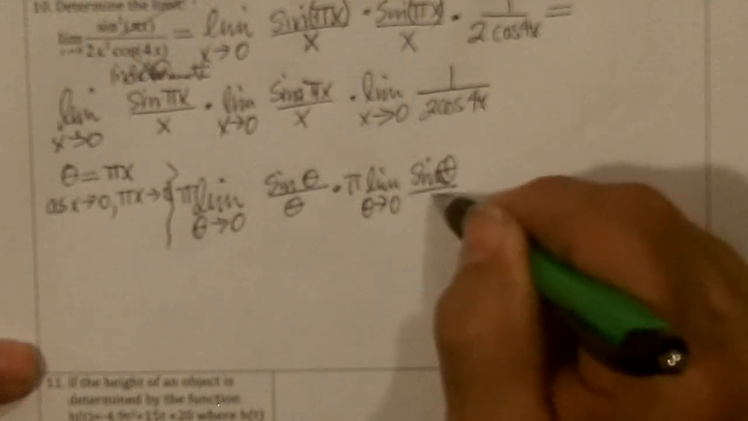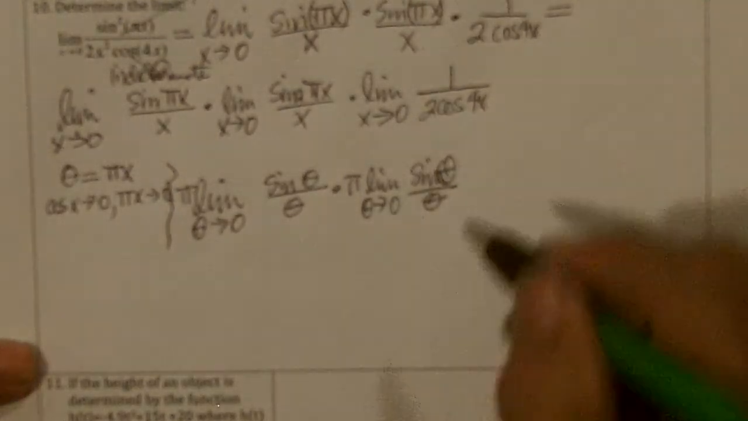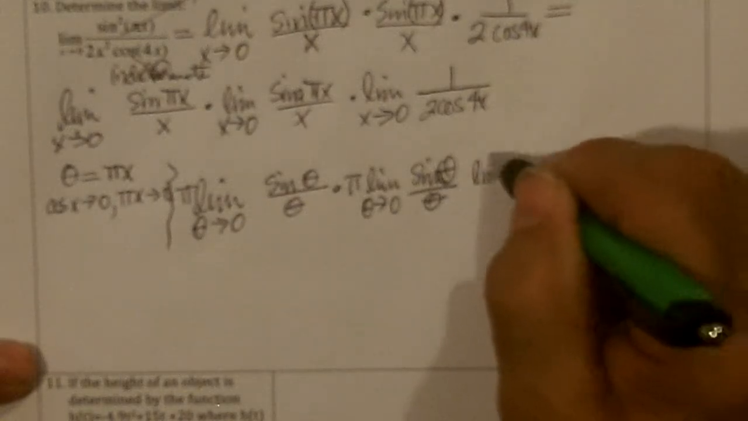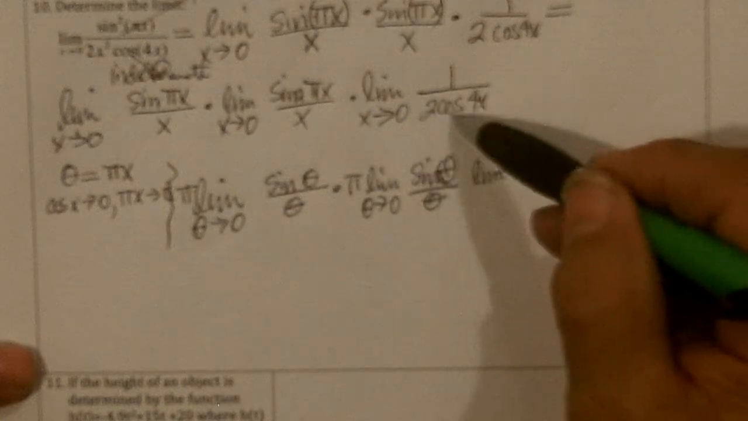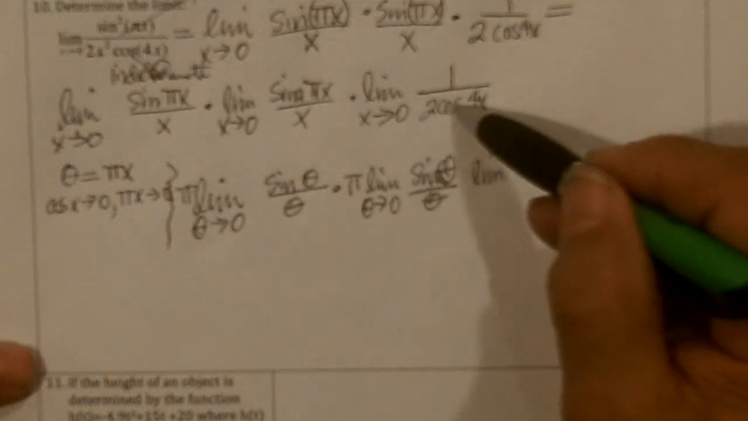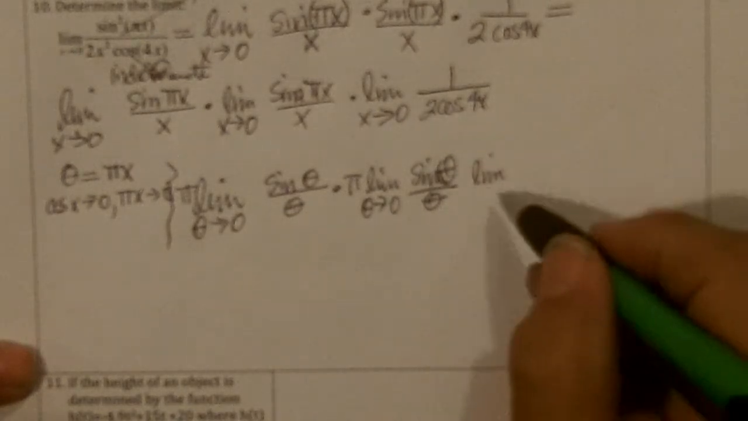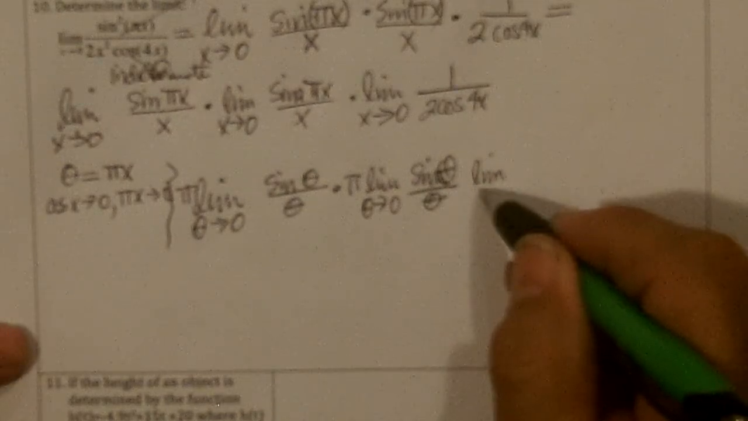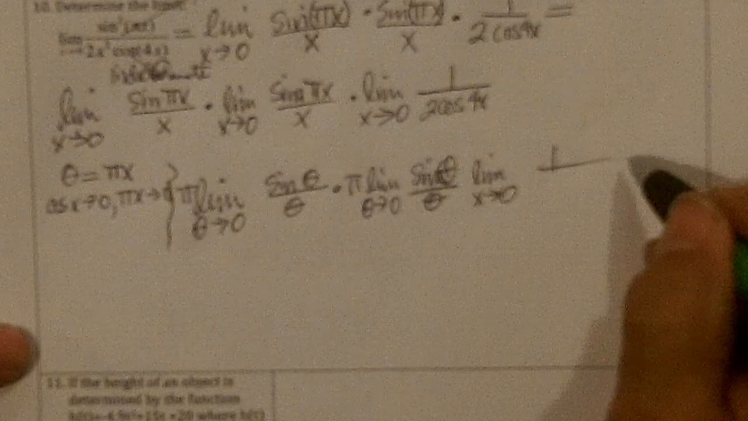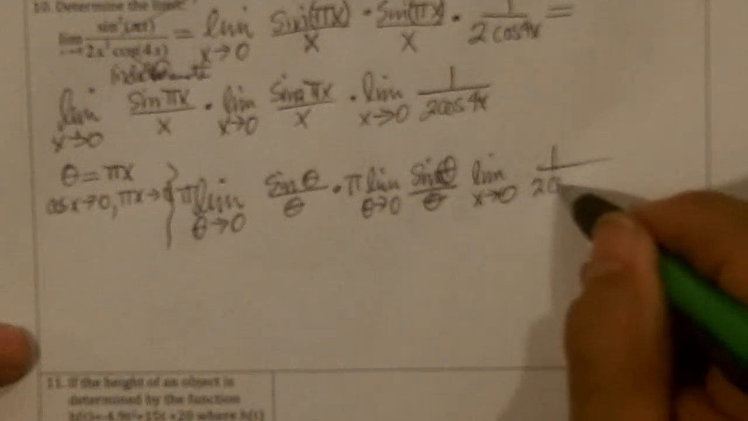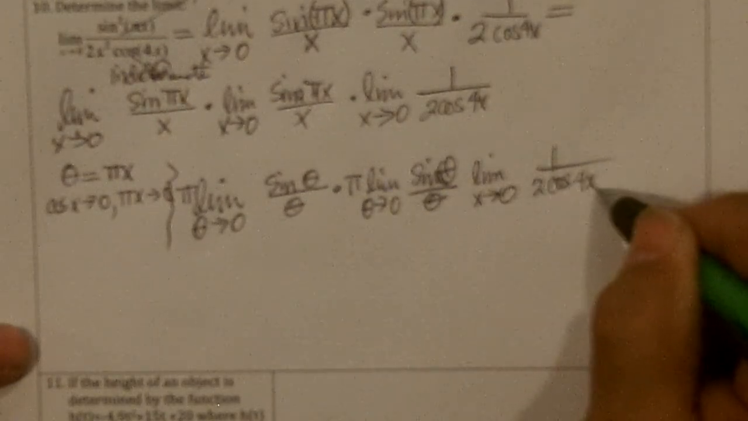And this last part is not indeterminate. The numerator is 1. The denominator will not be 0 because cosine of 0 is not 0. It's 1. So we got times the limit as x approaches 0 of 1 over 2 times the cosine of 4x.